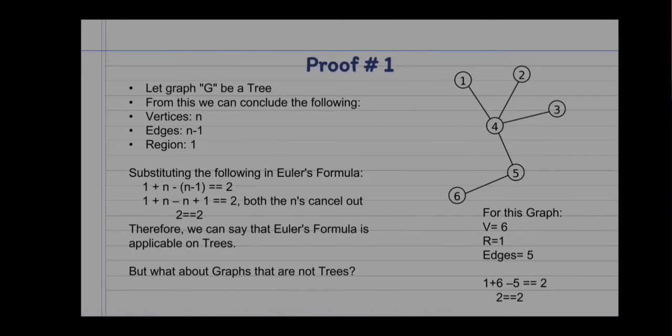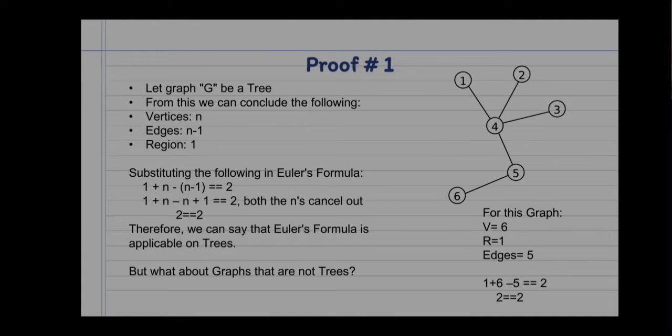In proof number 1, we assume the graph G to be a tree. As can be seen on the right, the number of vertices is 6, the number of edges is 5, and the number of regions is 1. As trees are inherently acyclic in nature, that means they do not contain any cycles and do not contain any interconnected edges. The number of regions is 1.